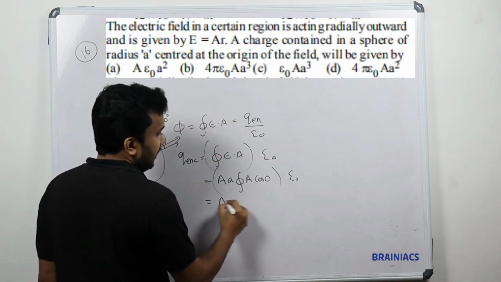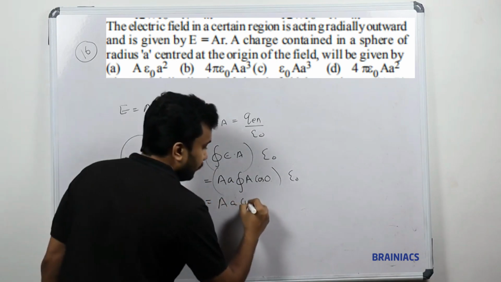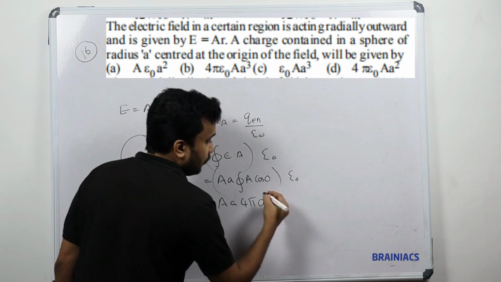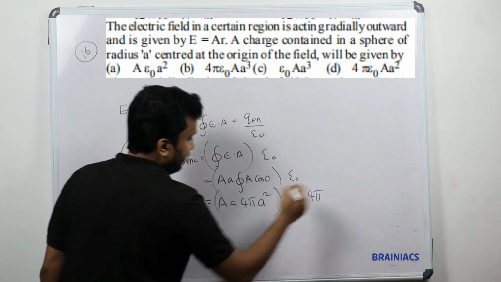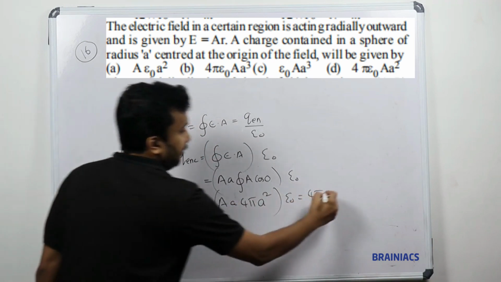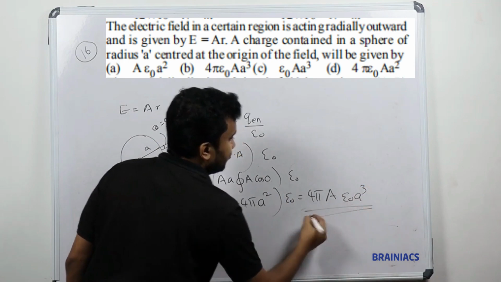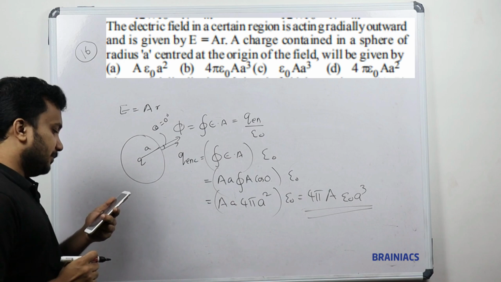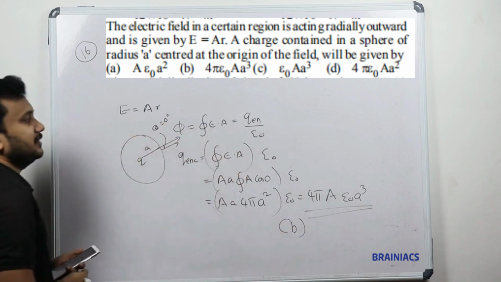What is the area of a sphere? 4 pi r square. What is r? R is the radius, so a square, cos 0 is 1, into epsilon 0. So the answer is 4 pi epsilon 0 into small a cube. This becomes the answer: 4 pi epsilon 0 a cube. The answer is option B in the given options.